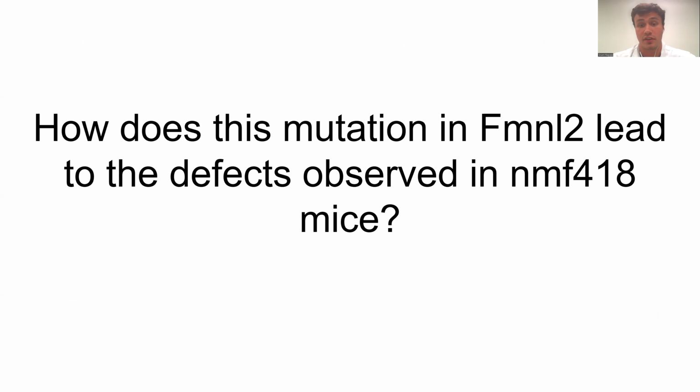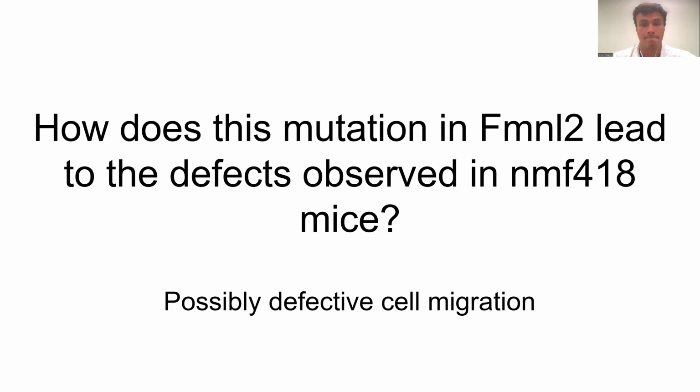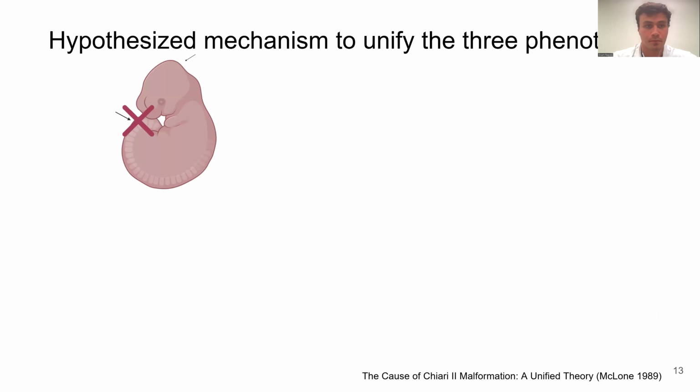And this is believed to be very important in cell migration. And so we think that the defects in FMNL2 lead to defective cell migration in the 418 homozygous mutants. And so this is a hypothesized mechanism for the formation of Chiari malformation in humans, as is proposed by McClone in 1989.